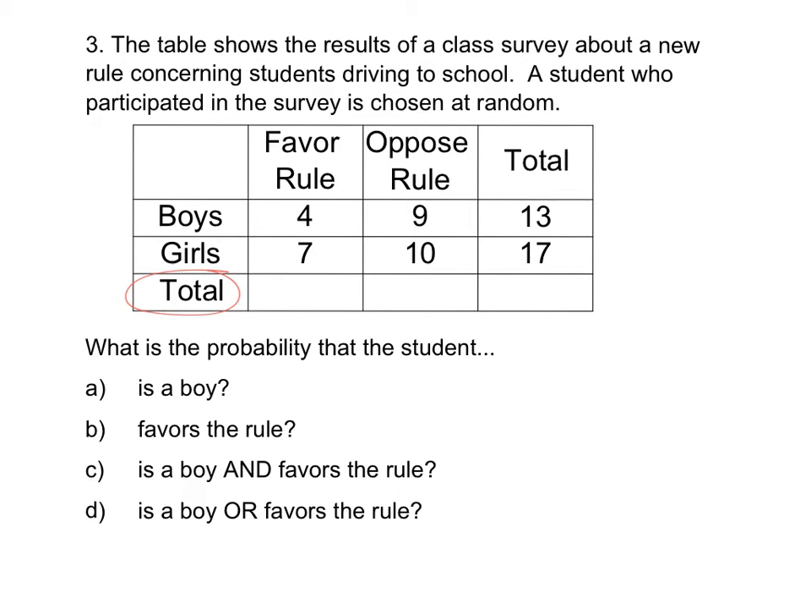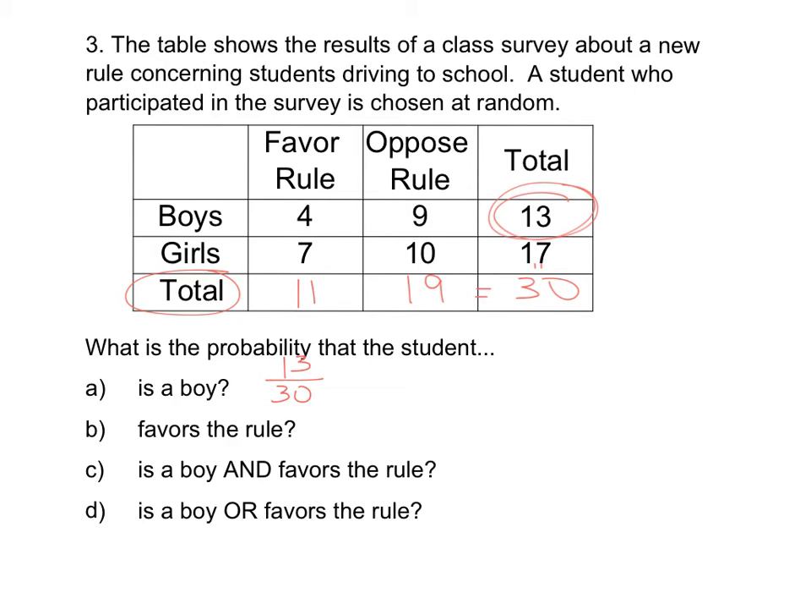So we have a survey about a rule about students driving to school. So I have 11. I'm going to add these up. 19 and 30. And notice those are equal and these are equal. So what is the probability that the student is a boy? So what's our total number? For the total amount of outcomes, 30 people were surveyed. How many of those were a boy? 13 students were boys.